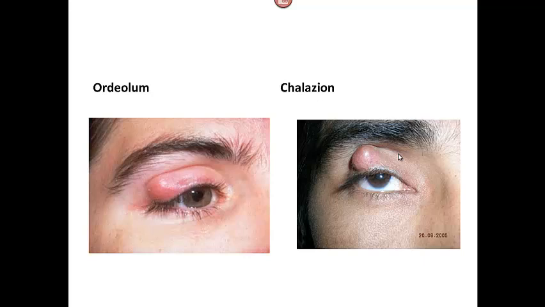So treatment for hordeolum, basically hot compresses, antibiotic treatment, systemic or ophthalmic. You could use dicloxacillin, you could use erythromycin. For chalazion, most of the time the hot compresses won't work, so you have to do incision and curettage and use triamcinolone.